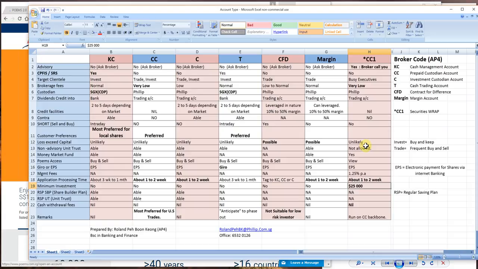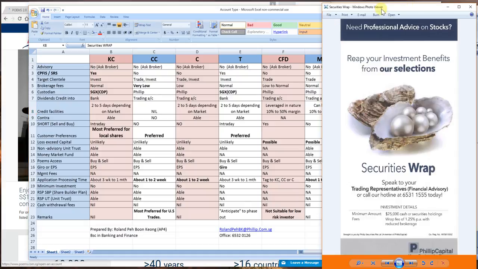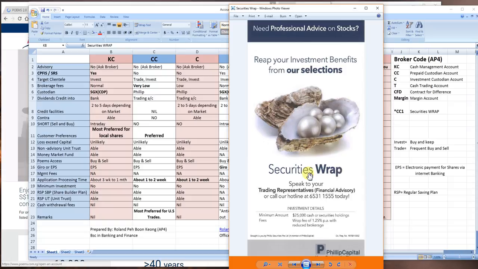All right, this is what we call the securities wrap, and I'm going to show you what the pamphlet looks like. Okay, this is how the pamphlet looks like. I'm just going to enlarge it for you. So yes, this is how it looks like.